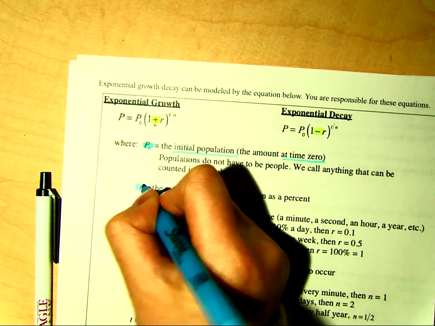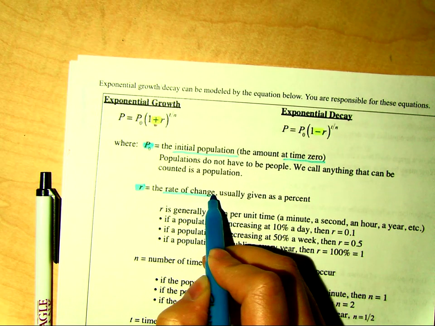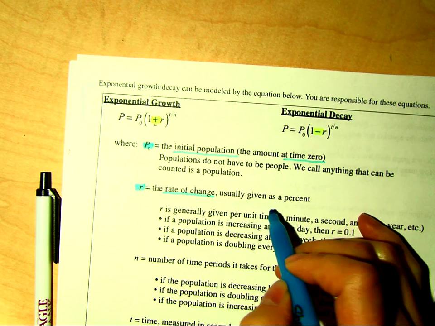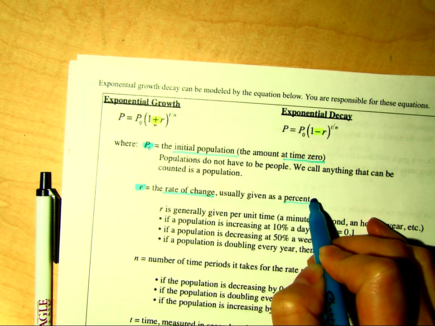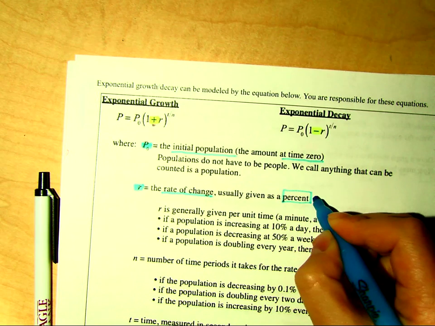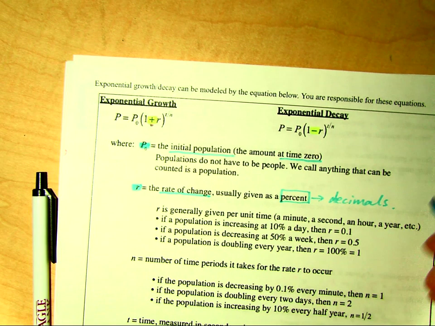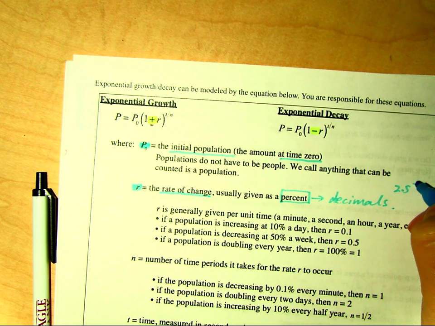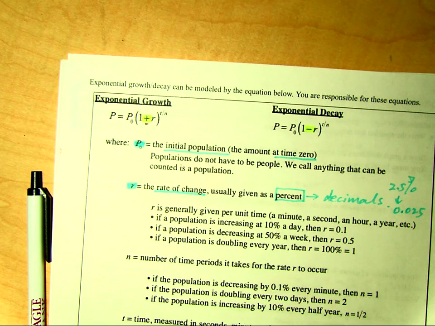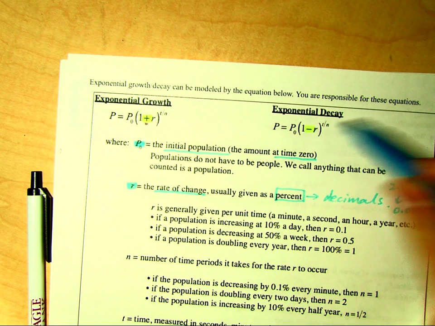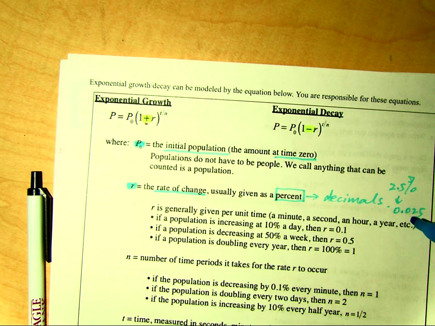R, that's the rate of change. Usually we're given it as a percent. So make sure you convert from percentage to decimal. For example, if I have 2.5%, this actually will change to 0.025. Okay, make sure you know how to convert to decimal. And when you convert to decimal, that's the number you're going to plug into the formula, not 2.5 anymore. It will be this decimal.